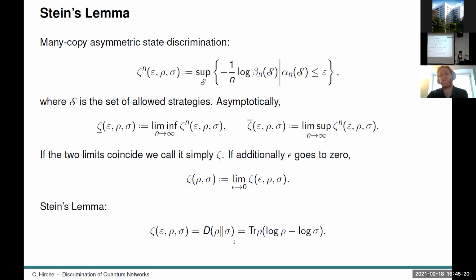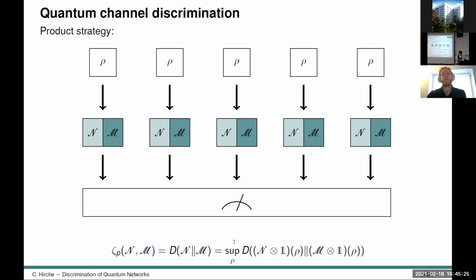Now from here, let's move on to looking at channels. And of course, we can do the same thing with channels. Now, we just have to make sure that we also take into account the input states of the channel. Now, if I optimize over input states rho, and I optimize over measurements on the output, and we have learned from the state discrimination case that collective measurements are usually better than just product measurements. So from now on, we always use joint measurements.